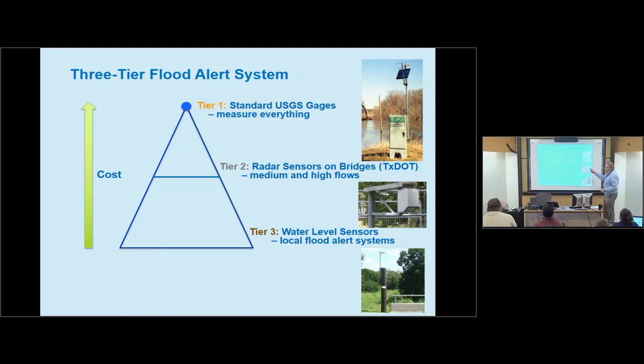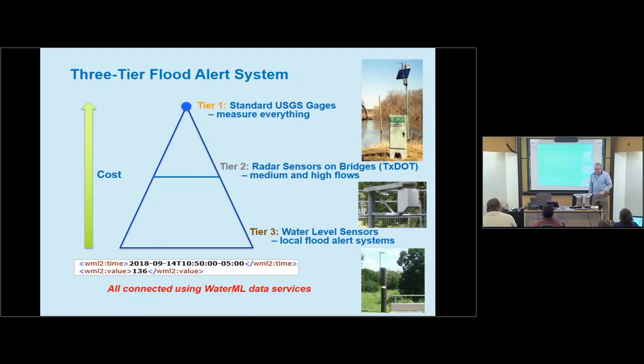And in the middle, what's emerging is this radar sensors on the bridge thing, which provides more information than local flood alert systems do because it measures velocity as well as water level. And let's imagine that all of this is now connected together with the WaterML data services, so we've got a statewide flood alert system. This is what I think we should be aiming at, a statewide flood alert system that combines everything with the National Water Model.